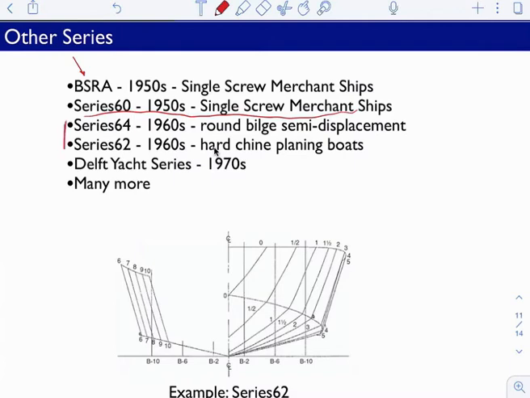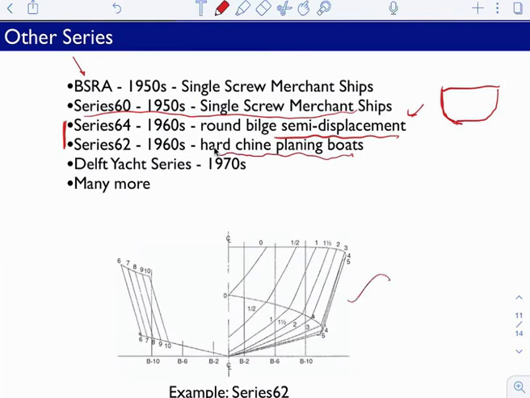Then some high-speed series. You had a round bilge, meaning that the sectional form is rounder, like this. Semi-displacement, so now you're getting into Froude numbers above 0.4, and so there's some planing going on. And then actual planing boats, where the boats are going fast enough that they produce lift, and it reduces the effective displacement of the hull.